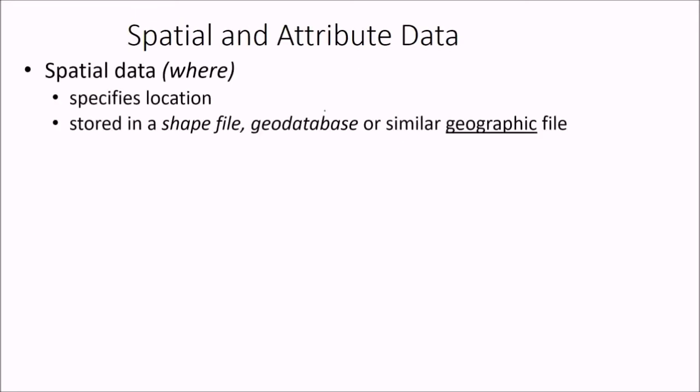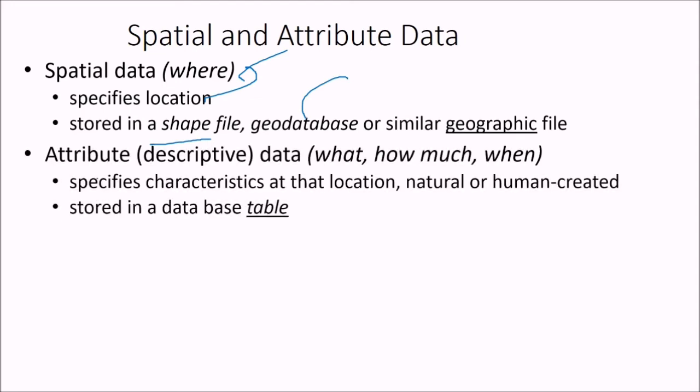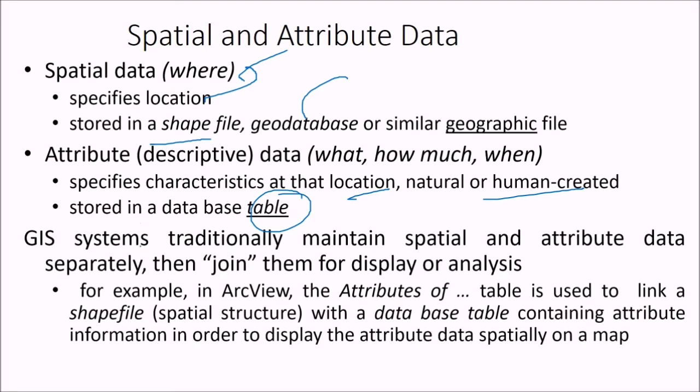The spatial and attribute data. Spatial data answers where, because it specifies the location. You may store it in a shapefile, geodatabase, or similar geographic file. The attribute data, which is the descriptive data, is what, how much, when. These are the specific characteristics at that location, natural or human-created, and we store it in a table. A GIS traditionally maintains spatial and attribute data separately, then joins them for display or analysis. That is a simple type of the various joins available in a database.